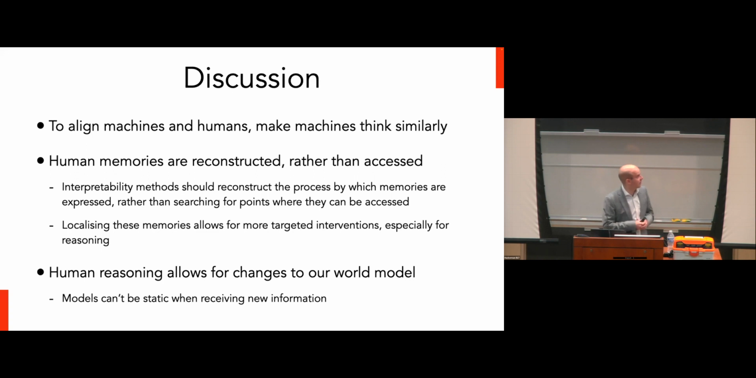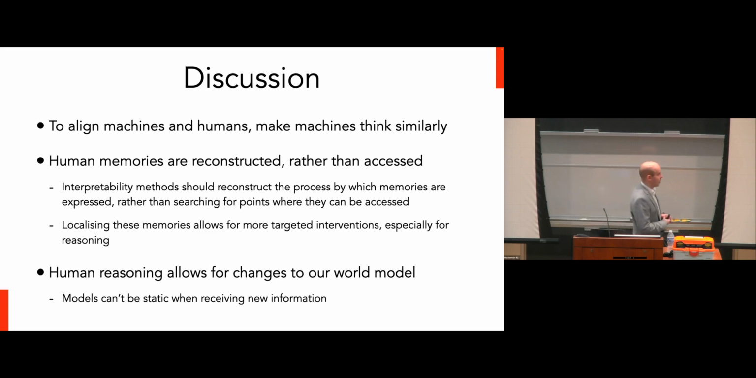So that's essentially my talk. To leave you with a bit of food for thought: in order to align machines and humans, particularly in a way that humans find useful, we want to make machines think similarly to the way that we do. Two things are important for being able to do that. The first is understanding how humans represent knowledge, and showing that machines represent knowledge in a similar way. Knowledge isn't accessed, it's actually reconstructed.